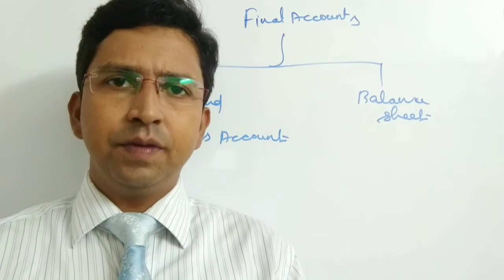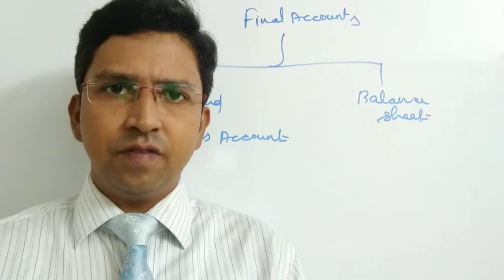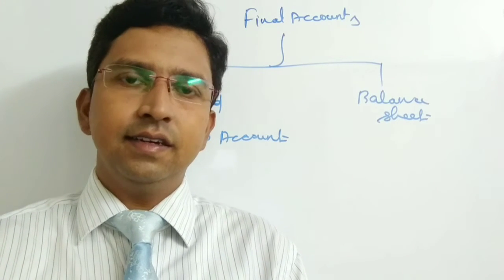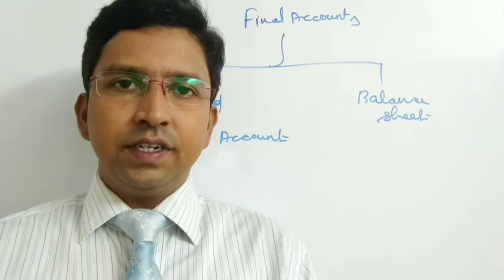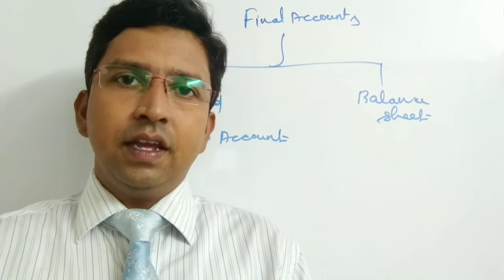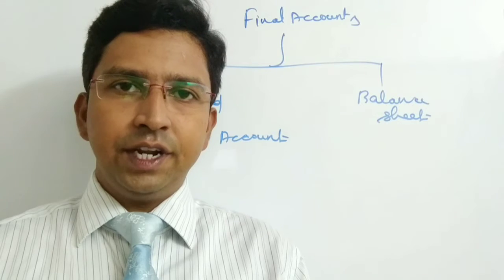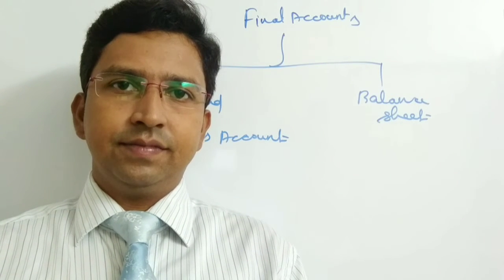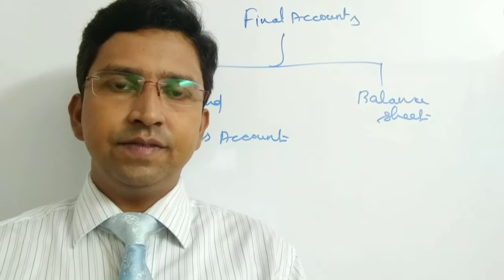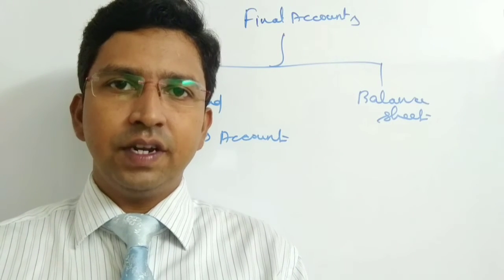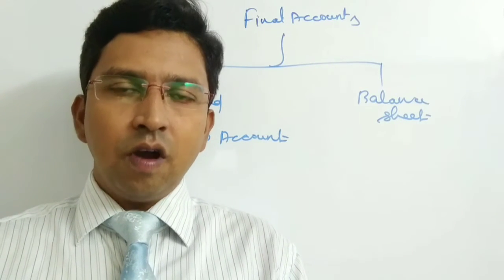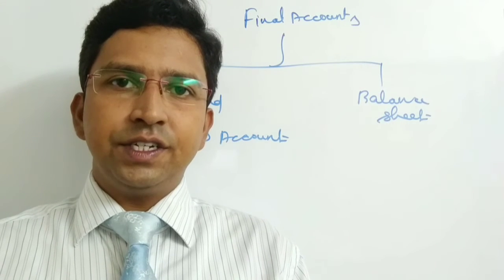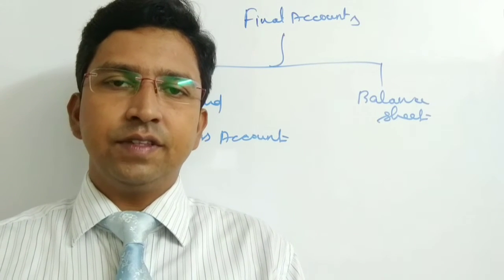Trading accounts are prepared to know the gross profit or gross loss, as we discussed earlier. By finding the gross profit, the gross profit ratio can be known, so that the gross profit ratio can be compared with the previous year. If there is any change in the gross profit, then we have to look after the direct expenditures and the sale price of the product.